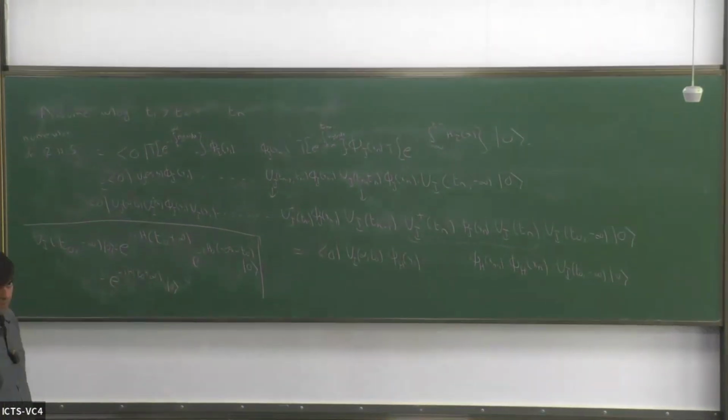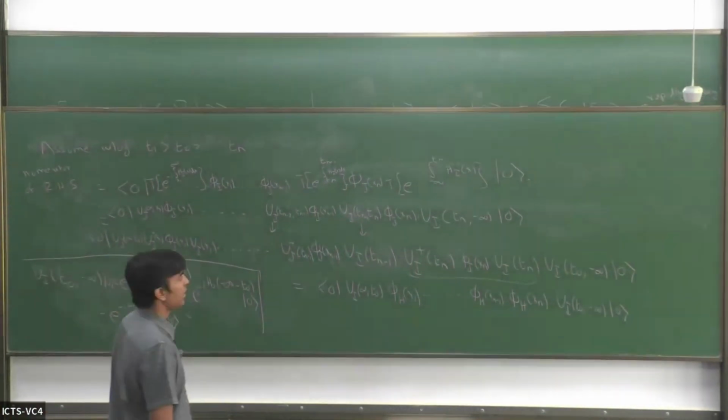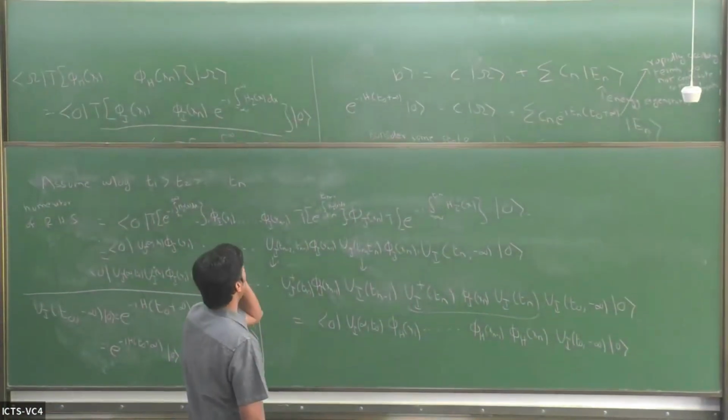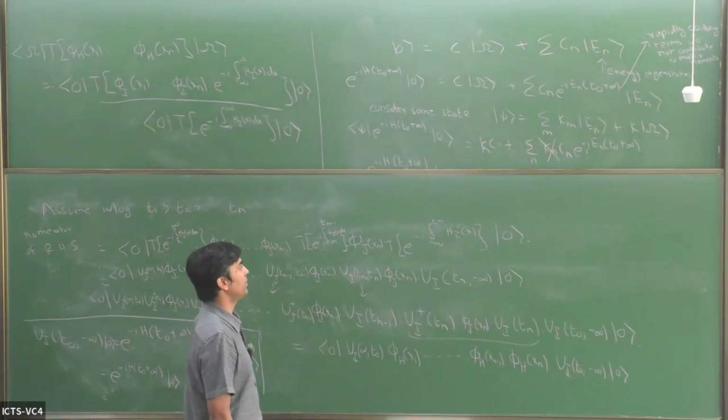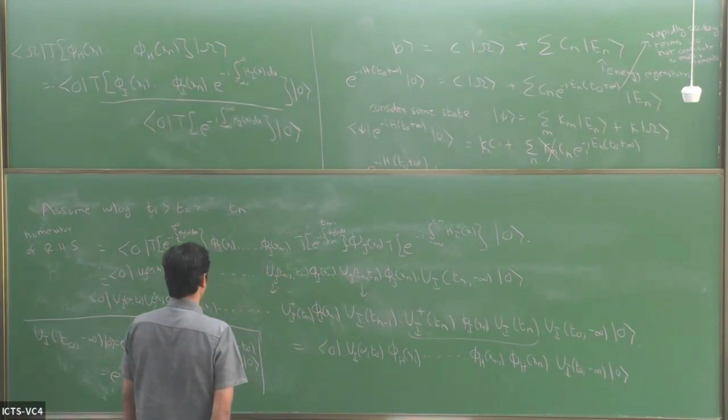Yes, that's right. Well, that's an assumption that you make in perturbation theory, that the true vacuum and this interacting vacuum always have some overlap. As long as there's some overlap, it'll work.